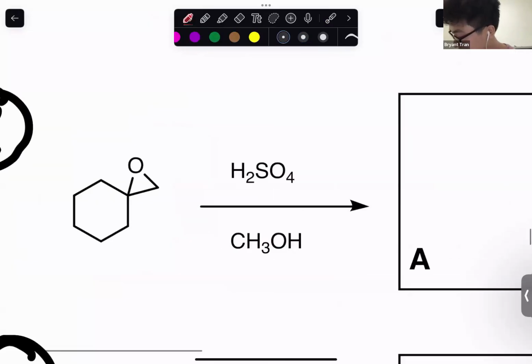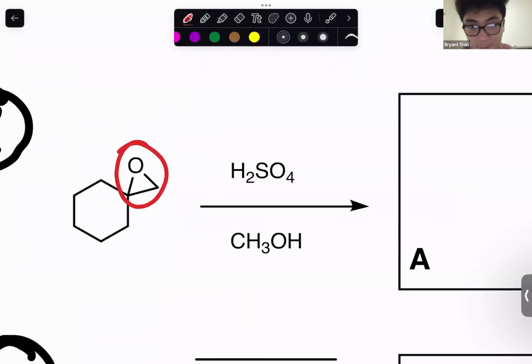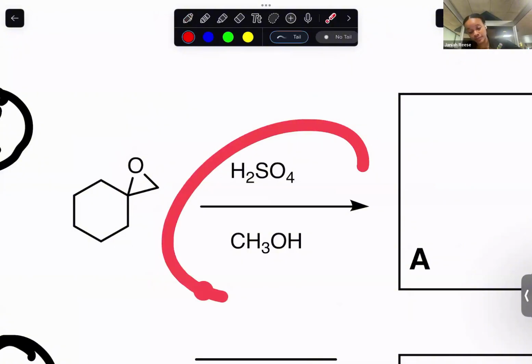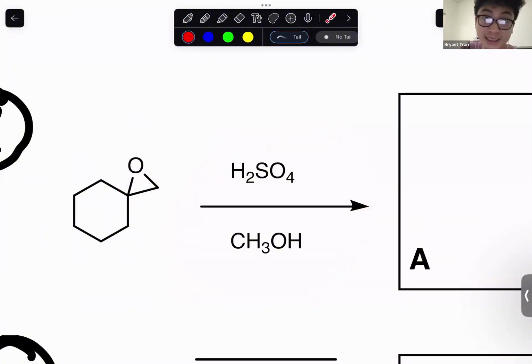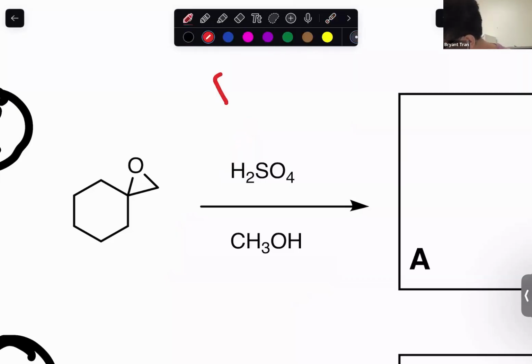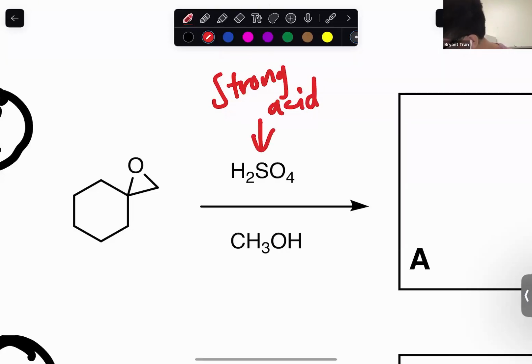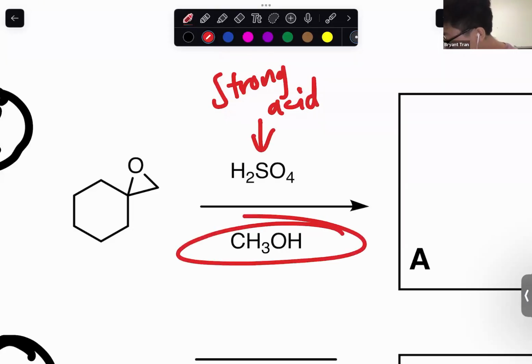We have an epoxide, which is that structure right there. And based on the reagents, do you think we are in acidic conditions or basic conditions? Acidic conditions, correct. Because we have this strong acid here, this H2SO4. And because we are in acidic conditions, where do you think this nucleophile is going to attack? The more substituted position or the less substituted position?